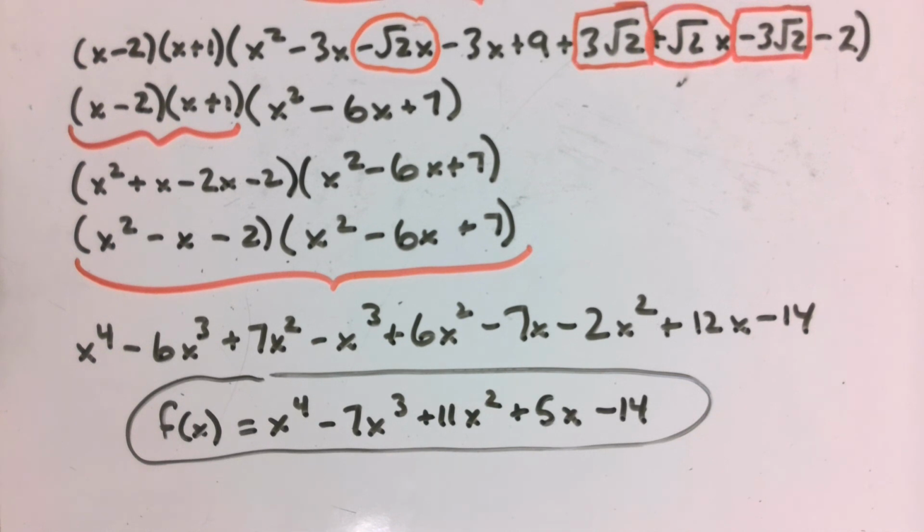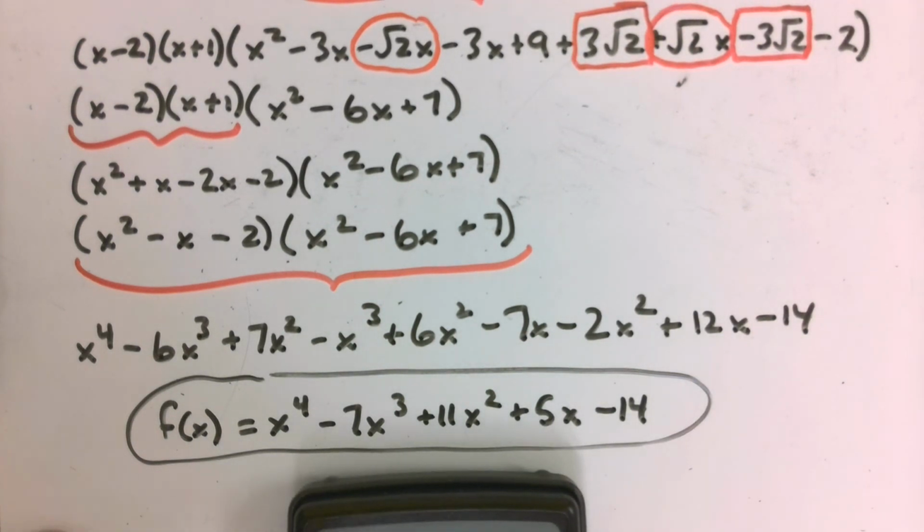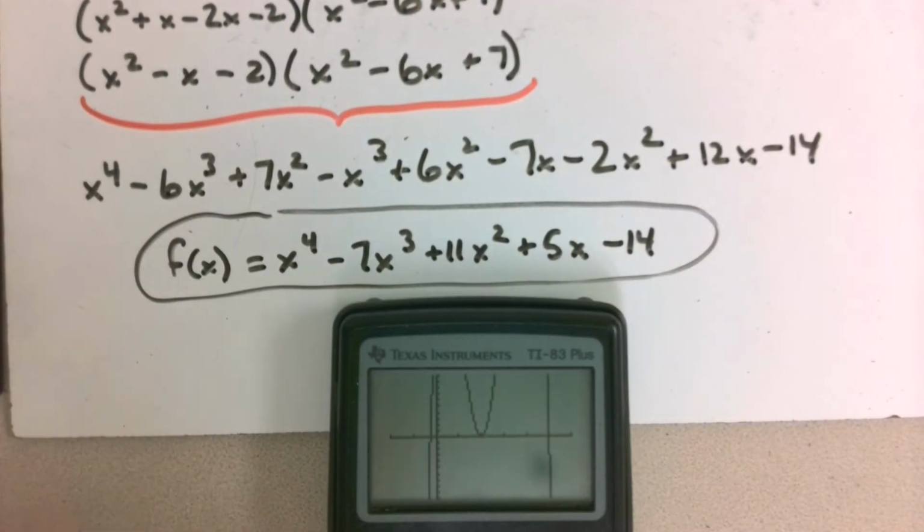Really easy way to check your work on this would be for you simply to type what it is that we have for our equation into a graphing calculator. And then you should be able to see x-intercepts at the original zeros. So let me get that typed in here. Clear out my last problem.